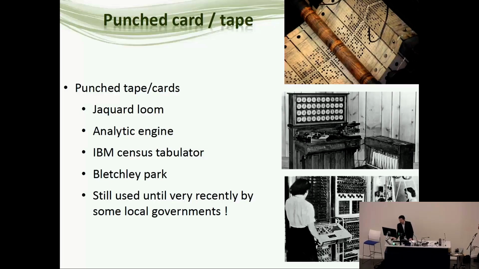And then we saw punched paper tapes being used in Bletchley Park. This is the Colossus machine. You can see the paper tapes streaming around, containing very similar binary information to what we see here. Some of these punch card technologies are still used by at least one UK local government, so I've heard. I'll not name the particular local government.